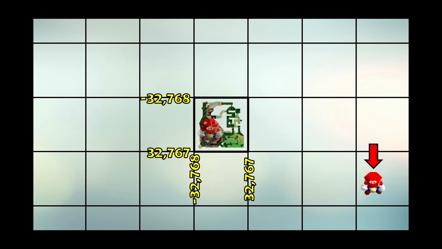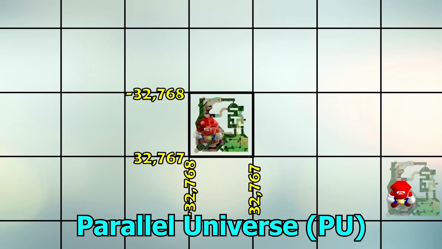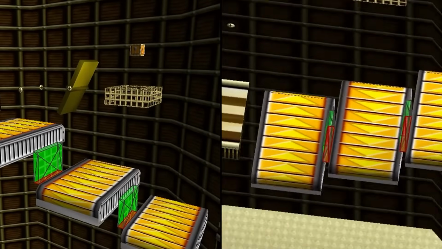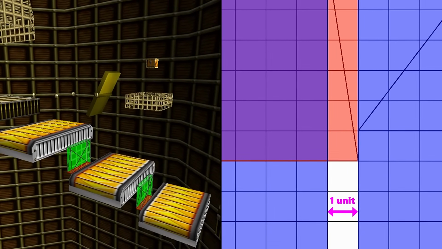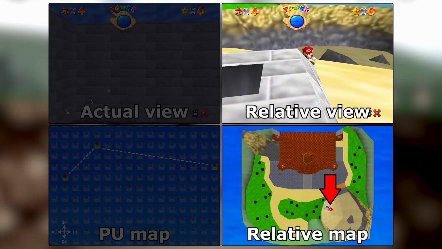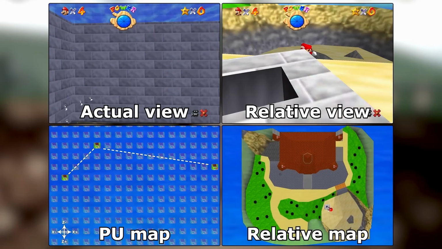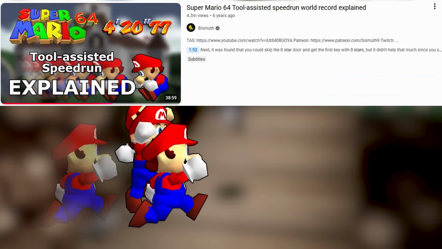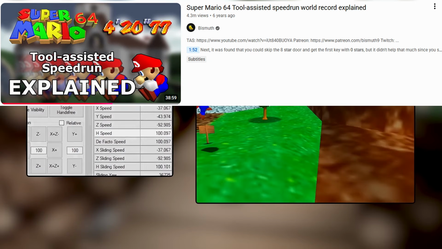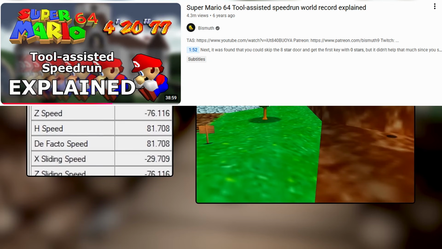Over the decades since its release, people across the speedrunning community have dissected and studied everything you could possibly ever want to know about Super Mario 64 and how its mechanics work. This level of understanding allowed for insane speedruns, such as the 0-star tool-assisted speedrun, or TAS for short, in 4 minutes and 20 seconds that, despite its short length, required Bismuth to dedicate 38 entire minutes to explaining it.